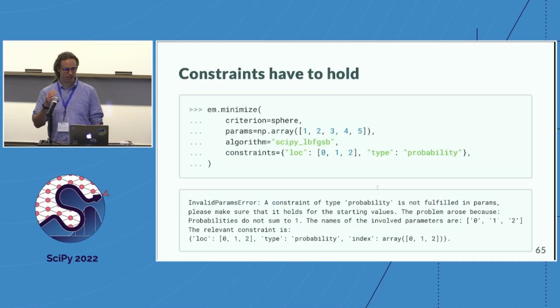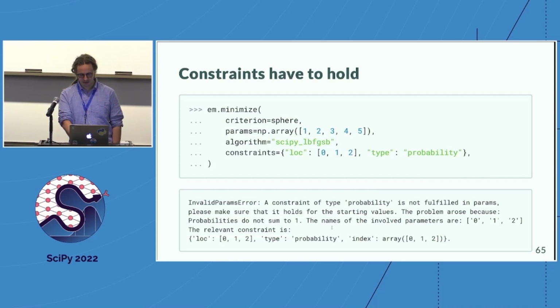Very important, again, for this type of approach to constraints is they need to hold in the start parameters. And if not, then you get this error that reminds you to fix that. So here the first 3 should be probabilities, but they don't sum to 1, and then we even find that in the error message.